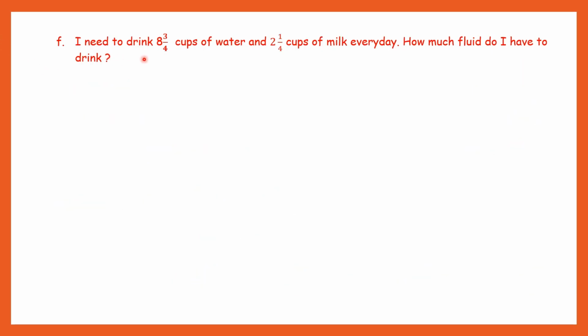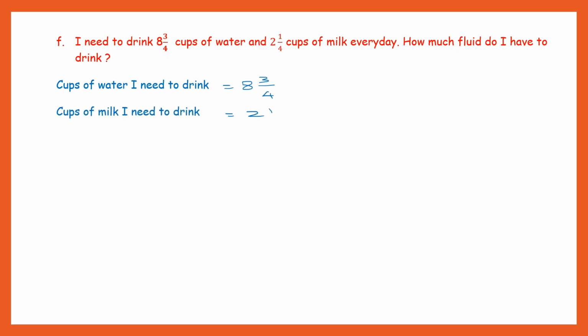Question F. I need to drink 8 3 by 4 cups of water and 2 1 by 4 cups of milk every day. Now how much of fluid do I have to drink? Okay, so how much of water do I need to drink? Cups of water I need to drink will be 8 3 by 4. 8 3 by 4 cups of water. And how much of milk do I need to drink? I need to drink 2 1 by 4 cups of milk. So the total fluid that I need to drink, I have to find out by adding up these two. 8 3 by 4 plus 2 1 by 4.